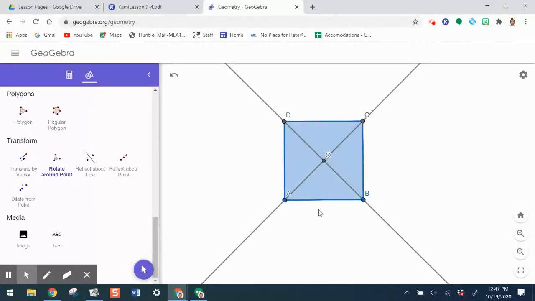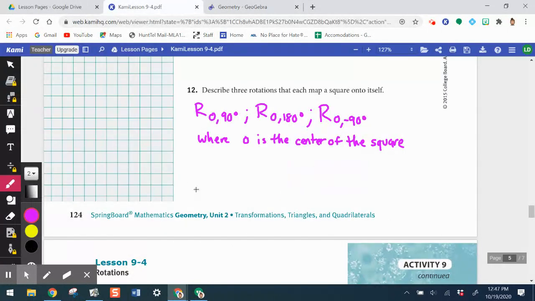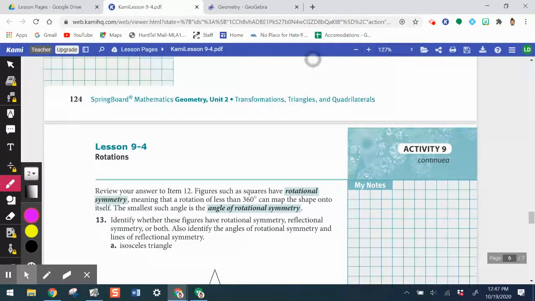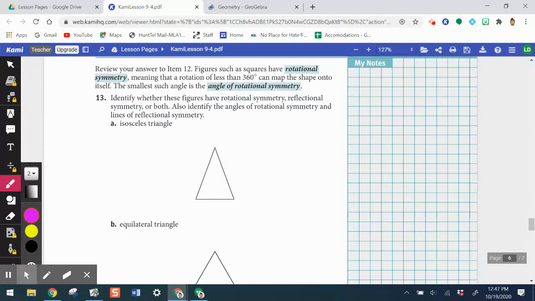So what we're seeing here is this idea of rotational symmetry, how we could rotate this square about the center of the square so that it appears to not move, or what the book says, maps onto itself. So let's use that idea as we press on to item 13. So it says, review your answer to item 12. Figures such as squares have what's called rotational symmetry, meaning that a rotation of less than 360 degrees can map the shape onto itself. In other words, suggesting that it doesn't move.